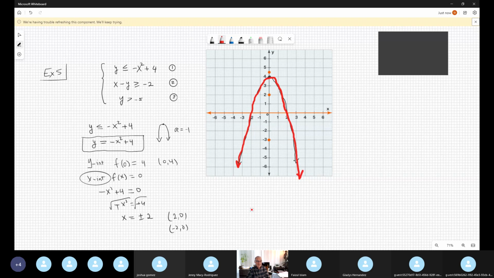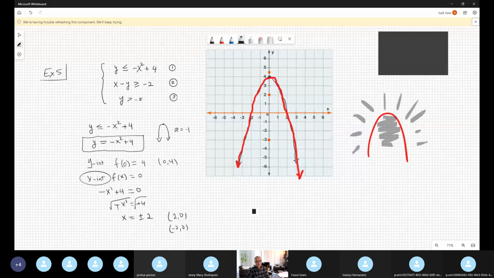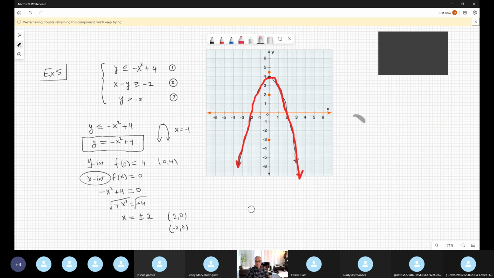And what part do I shade? I shade inside the parabola or outside the parabola? What do you think? No idea.